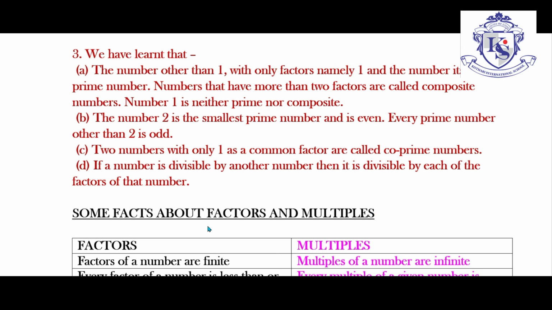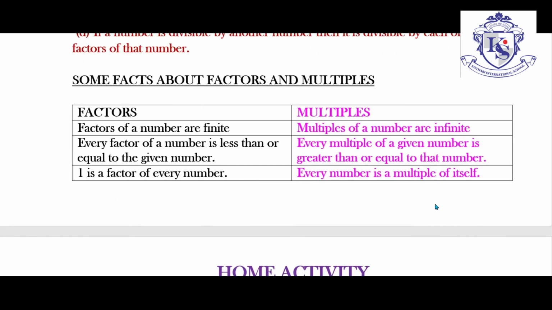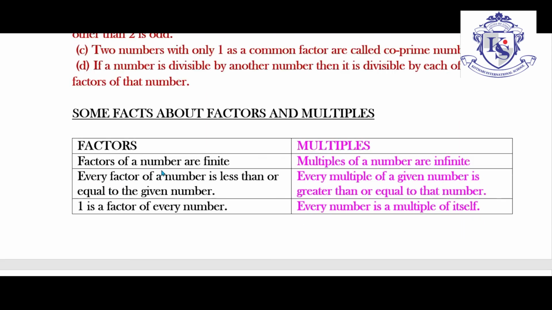And now, let's come to some facts about factors and multiples. The factors of a number are finite. Every factor of a number is less than or equal to the given number, and 1 is a factor of every number. Similarly, multiples of a number are infinite. They can go on. You can multiply a number by any number. And every multiple of a given number is greater than or equal to that number, and every number is a multiple of itself.